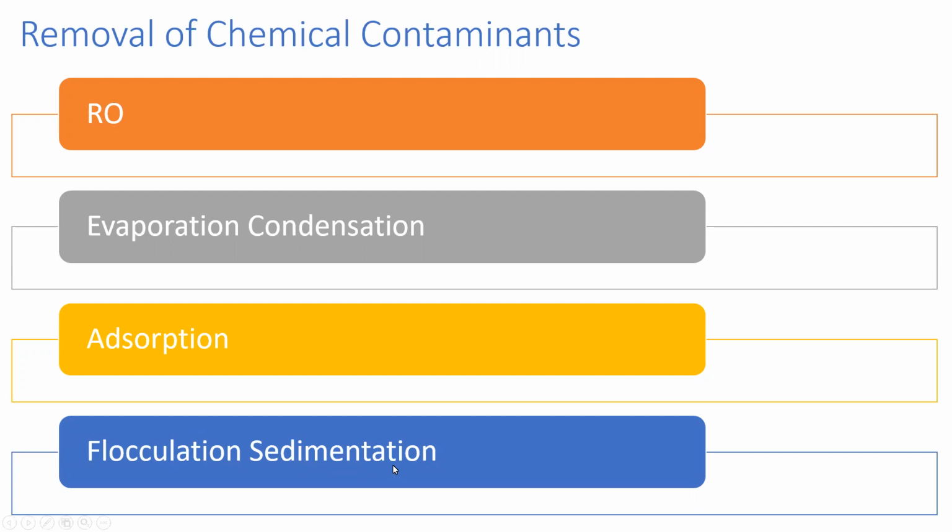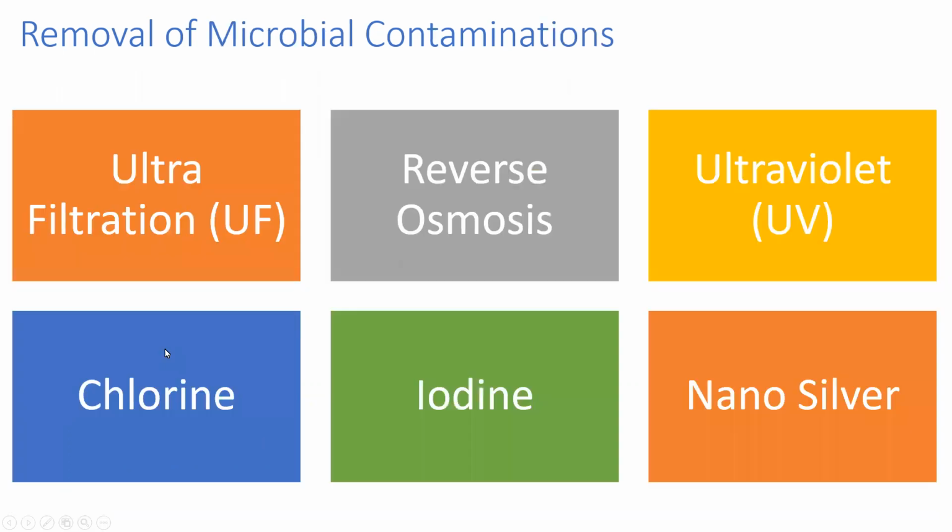To remove the chemicals from the water, we use the evaporation and condensation process. Absorption and flocculation sedimentation is another technology, which is generally used to selectively remove chemicals from the water. If you know that there are one, two, or three types of chemicals present in the water, then absorption becomes very important, because it simply removes that particular chemical, and other chemicals it does not interfere with.